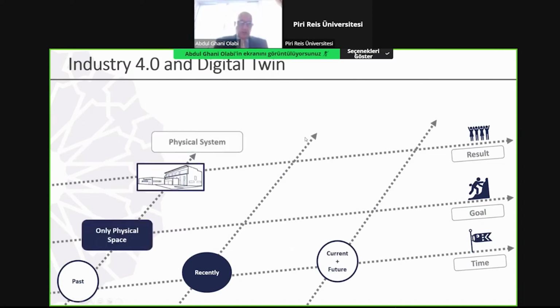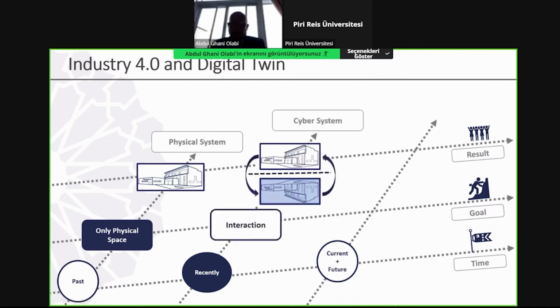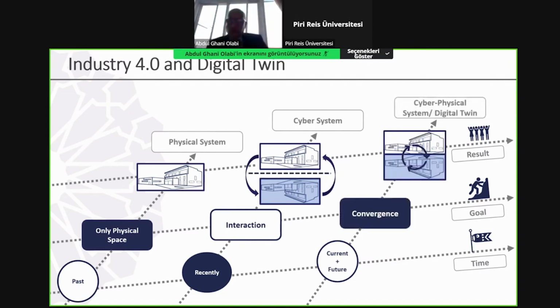So in the past, we had only physical space. What we mean by physical is that everything we do is physical: we make experiments to compare, we make experiments to improve, and whatever result we get, we use to improve our physical system. Recently, we have the interaction of physical and virtual, and here we get what we call the cyber system, and there is a kind of interaction between the two systems. Now, currently and in the future, we come to the cyber-physical system, which we call the digital twin.